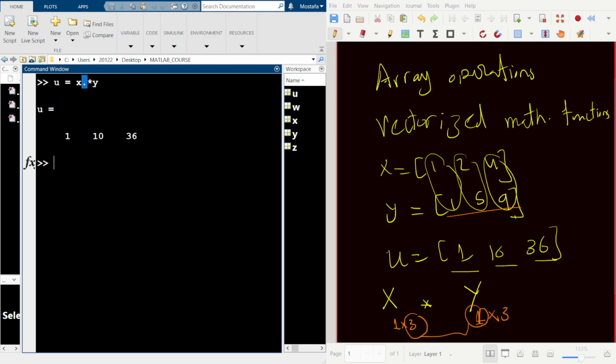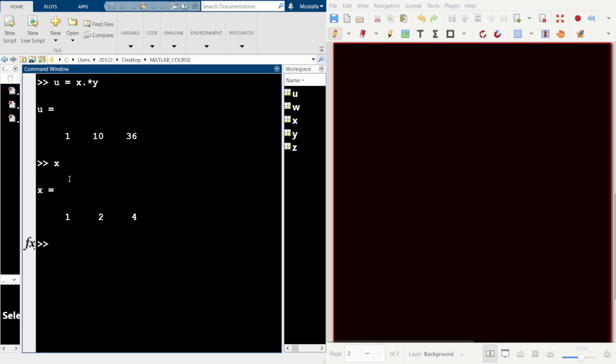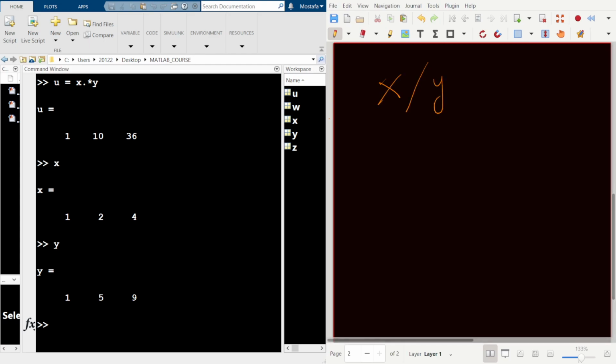Now, the same idea applies to element-wise division. So suppose, again, let's bring the x again here and the array y here. Suppose I also want to divide x divided by y. So my goal here is to do element-wise division. That should give me another array, let's say array capital B. So it's 1 divided by 1, 2 divided by 5, and 4 divided by 9.